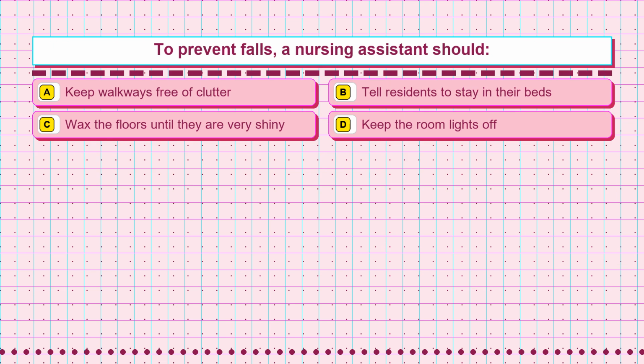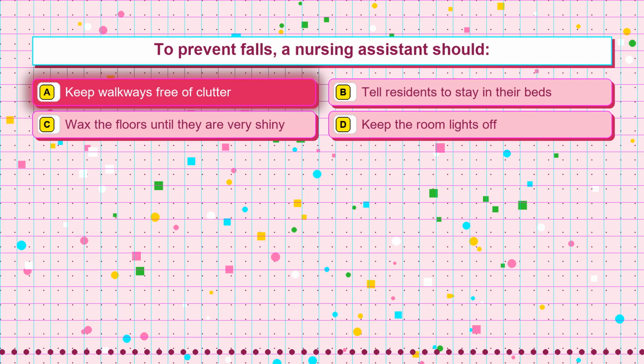Question 53. To prevent falls, a nursing assistant should: Option A. Keep walkways free of clutter. Option B. Tell residents to stay in their beds. Option C. Wax the floors until they are very shiny. Option D. Keep the room lights off.